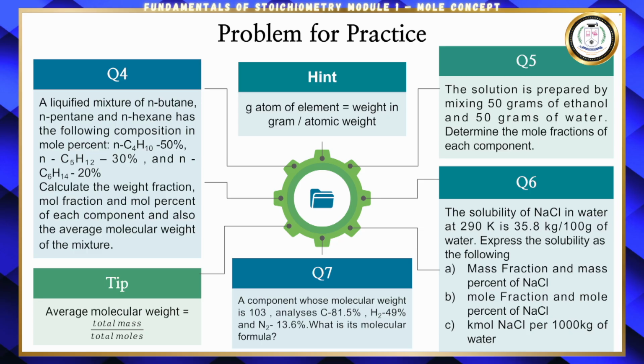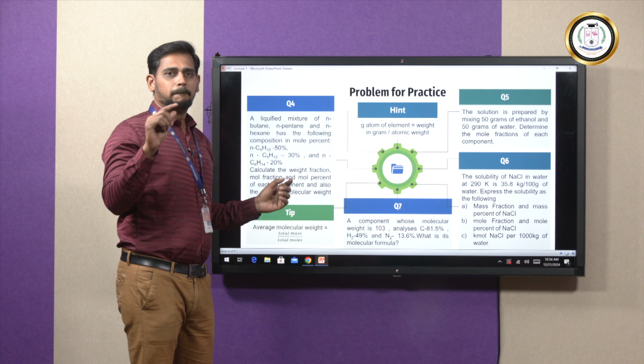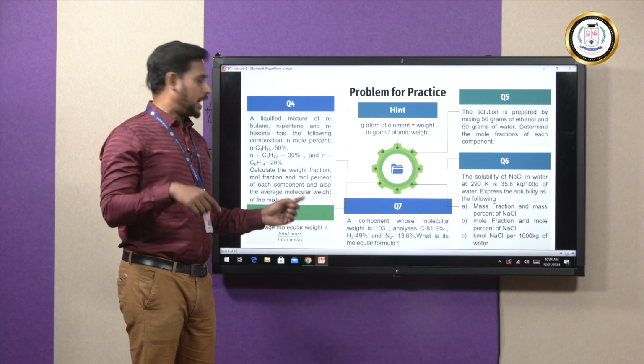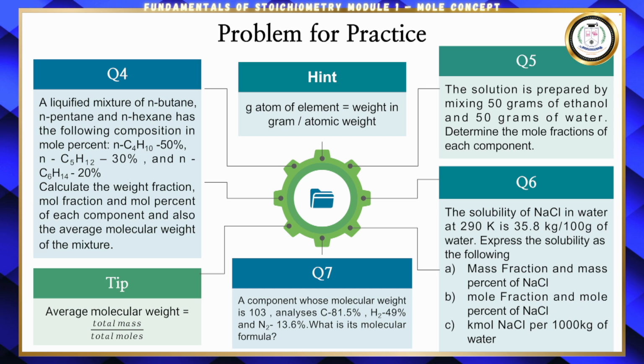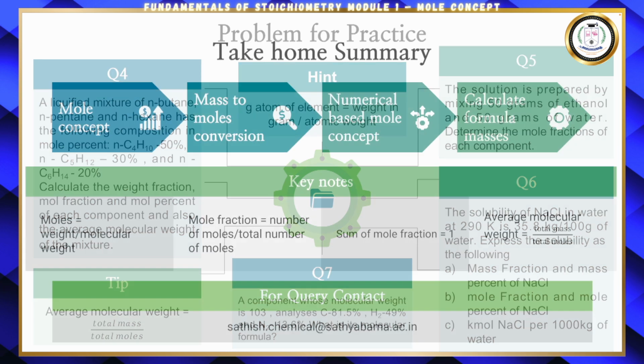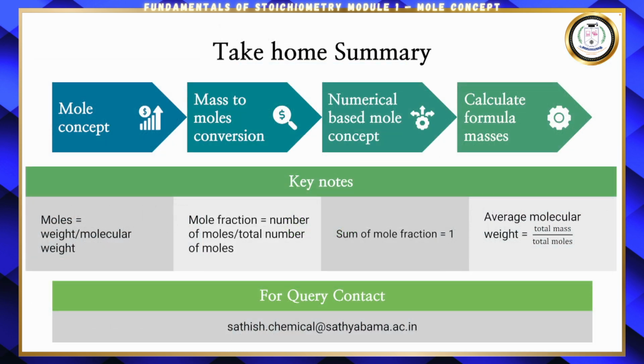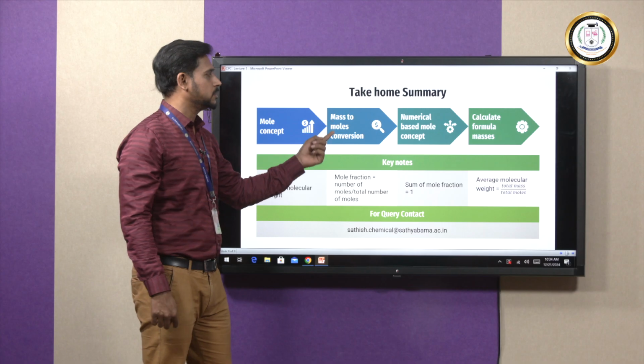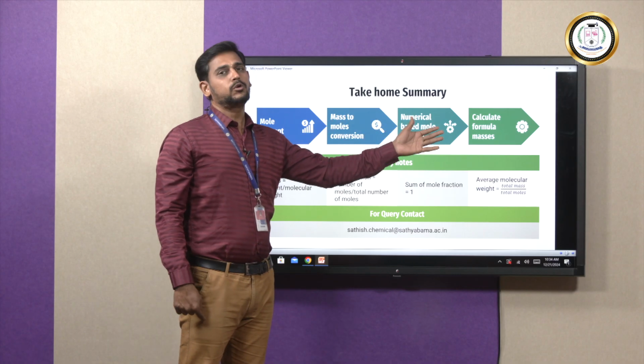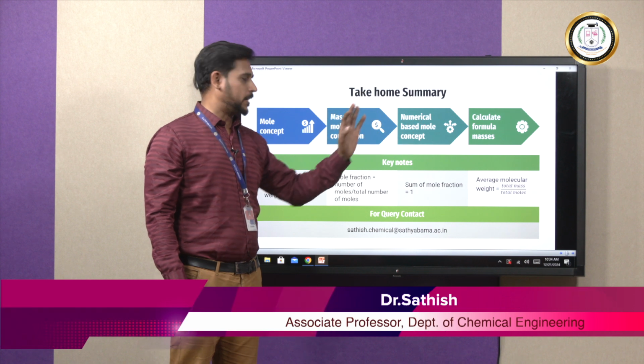So these are problems for practice. You have the formulas. Gram atom of an element is equal to weight in grams divided by atomic weight. Moles is equal to mass divided by molecular weight, and average molecular weight is total mass divided by total number of moles. So practice these problems based on the formulas we discussed earlier. From this lecture, we know what moles are, how to convert moles to mass and mass to moles. We have seen examples and how to calculate the molecular formula of a particular compound.